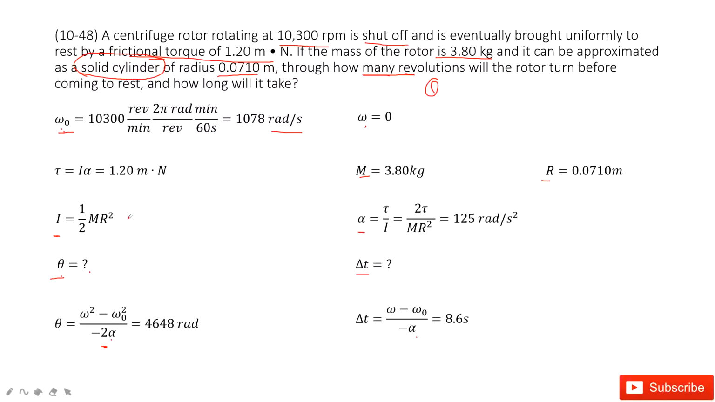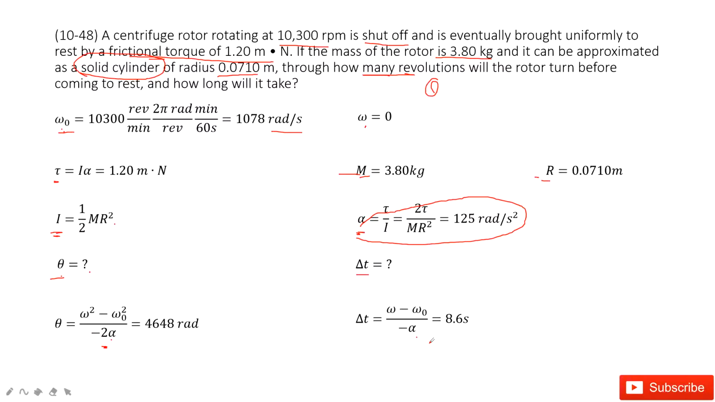You can check your textbook, you will get it. So in this one, you can see mass is given, R is given. You can find the moment of inertia easily. And then the torque is given. So you can get the alpha from this function. Input the known quantities, and alpha is solved. After you get alpha, you input the alpha inside, and you can get angle theta and delta t.